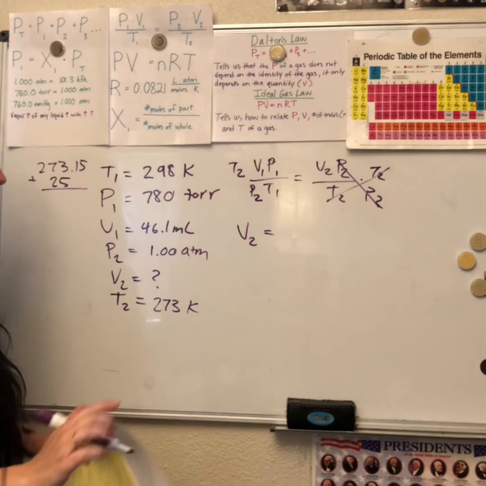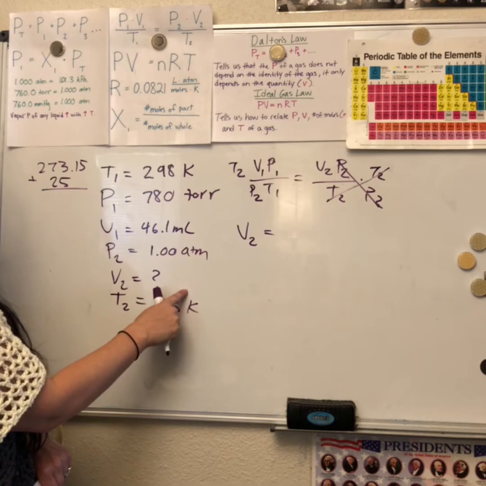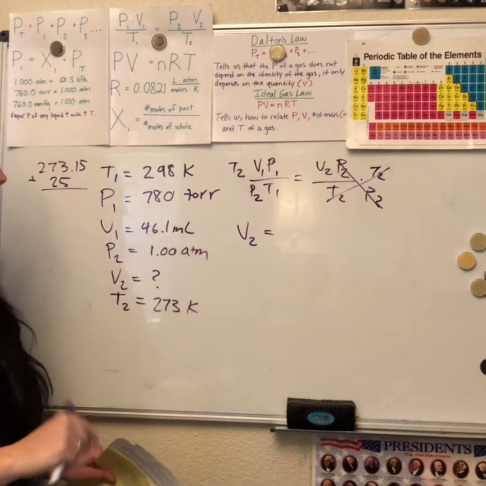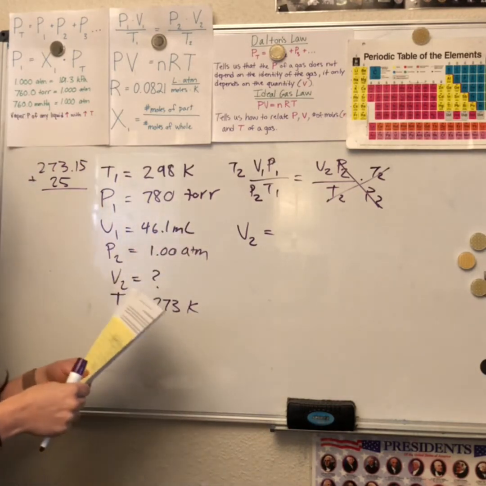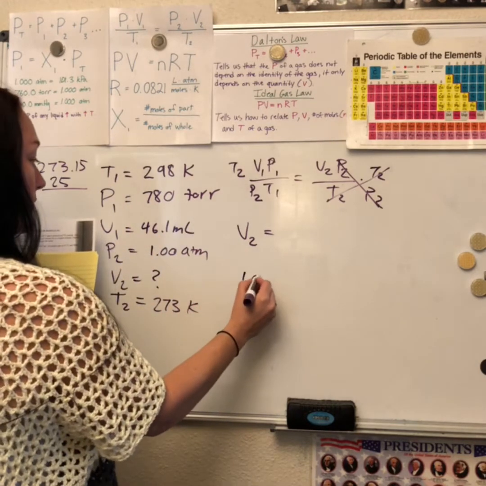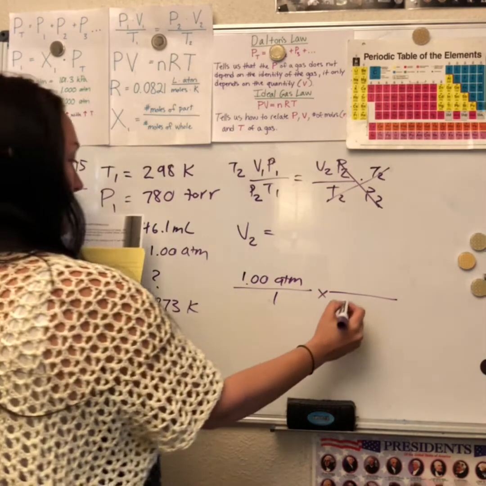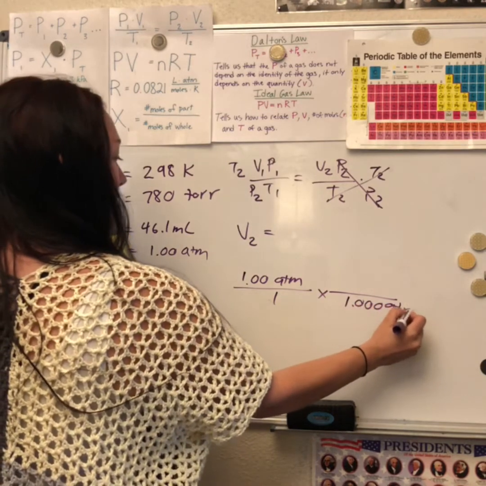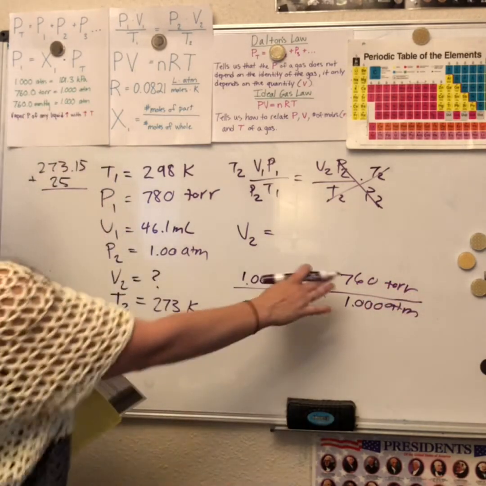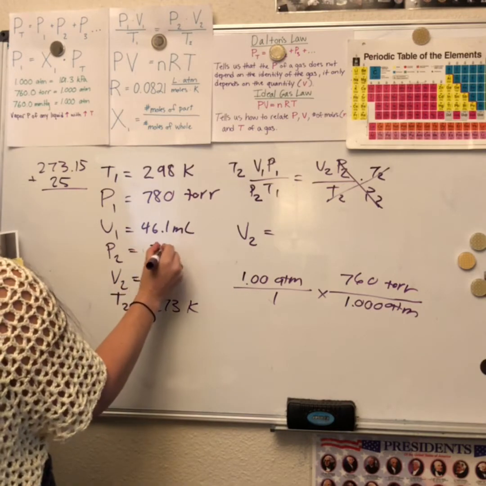Now, real quick, let's look at my units. Kelvins match. I'm going to have a milliliter answer, so that's fine. But my 2 pressure units don't match, so you have to pay attention to that, okay? They gave it to me in torr, so I'm going to go ahead and change my atmospheres to torr. So off to the side, I'm going to say, okay, 1 atmosphere is equivalent to 760 torr, okay? That's my conversion. So instead of putting this, I'm just going to go ahead and put 760 torr.